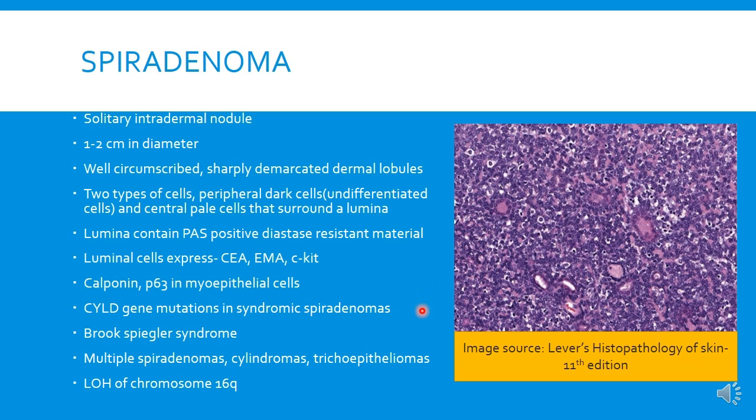Another noteworthy thing is the CYLD mutation that occurs in this tumor, which is seen in syndromic spiradenomas. It is associated with Brooke-Spiegler syndrome. We'll see in detail about this syndrome later. This syndrome is associated with multiple spiradenomas, cylindromas, and trichoepitheliomas. Here the gene mutated is the CYLD gene, which is lysine 63 deubiquitinase. It is involved in ubiquitination of a lot of proteins and it is mutated in a lot of tumors, cylindroma, spiradenoma, and so on. So it is associated with Brooke-Spiegler syndrome.